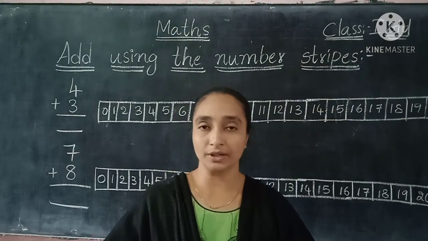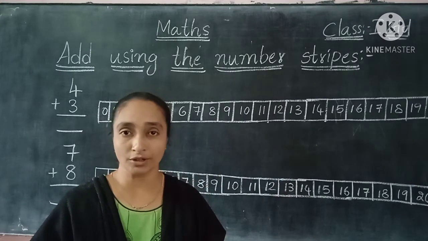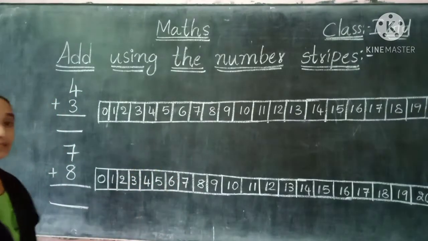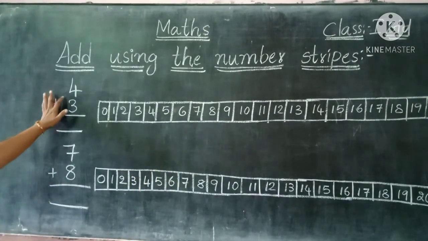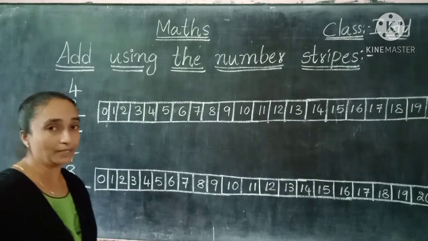The 5 only they have given there. So 2 already I have done on the board. The remaining 3 you could do on your own, children. So very easy. Here we can see, children, the first one is 4 plus 3.